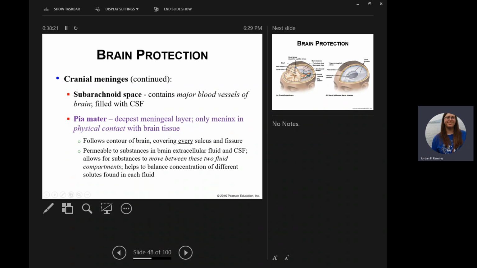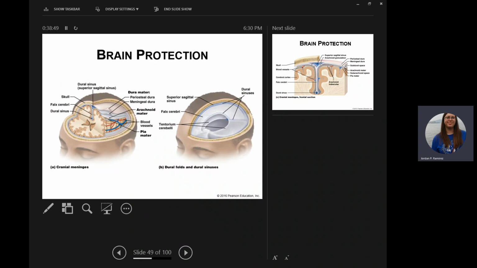So they put fissure here, but they couldn't put it in the last one. Sulcus versus fissure, again, one is more shallow versus one is deeper. Shallow versus deep. So it is permeable to substances in the brain in the extracellular fluid and cerebrospinal fluid, and it also allows for substances to move between these two fluid compartments, extracellular fluid and cerebrospinal fluid. So this helps to balance the concentration of different solutes found in each fluid. Again, simply by diffusion.